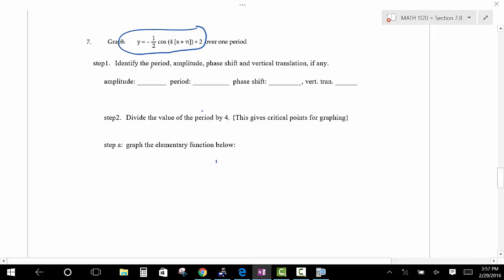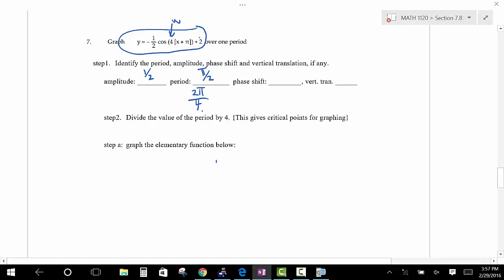So what's the amplitude on this problem? It's a half, right? That's that number in front. The period is 2 pi over omega, and of course omega is that number. Reduce that fraction to pi over 2. So what's happened is the period on this is shrinking, going inside. What's the phase shift?